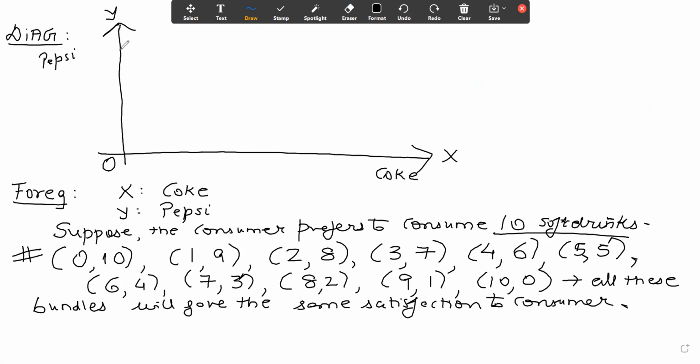Now 0, 10 would be somewhere here. Okay, this is 0, 10. 1, 9 will be somewhere here. This is 1. So I can label it 0, 1, 2, 3, 4, 5, 6, 7, 8, 9, 10. On similar lines, 1, 2, 3, 4, 5, 6, and I can stretch it further.